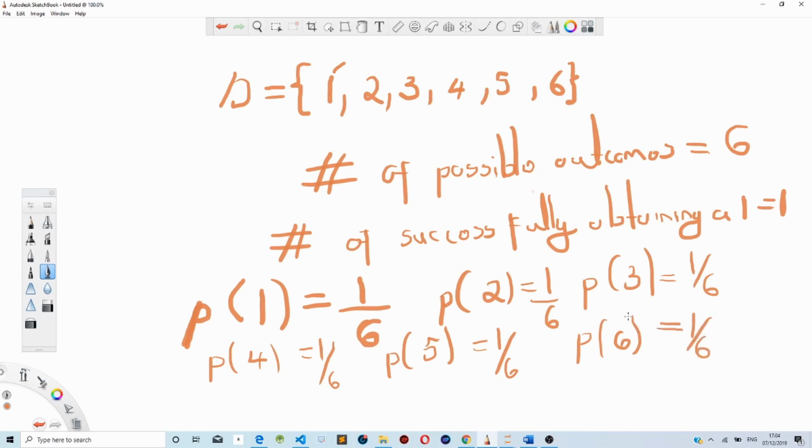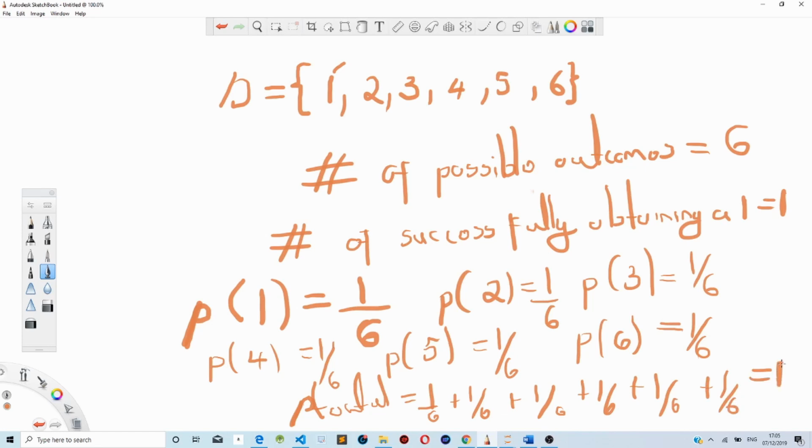So if we add these total outcomes, that's 1 over 6 plus 1 over 6 plus 1 over 6 plus 1 over 6 plus 1 over 6 plus 1 over 6. Then the total probability is 1. So the total probability is always equal to 1.